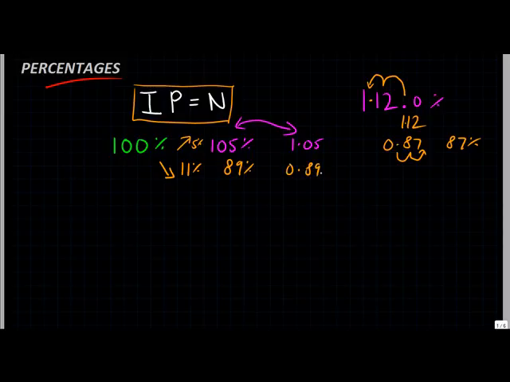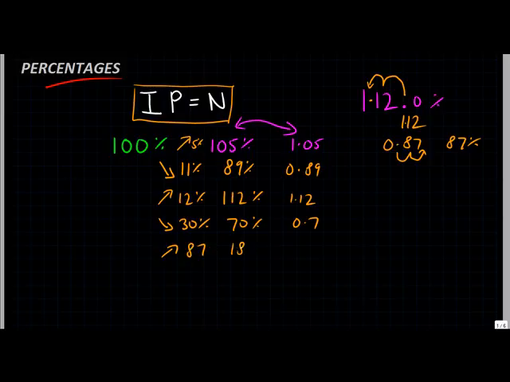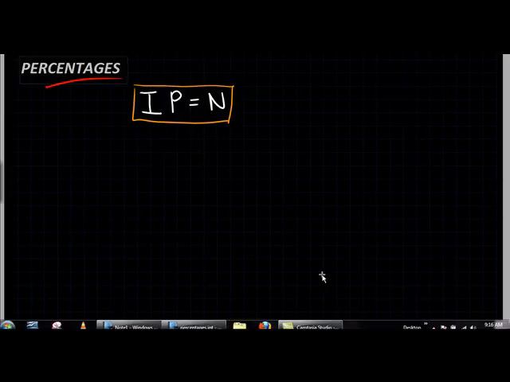Do 4 more. An increase of 12% would be 100 plus 12, or 112%, 1.12. Decrease of 30% would be 100 minus 30, 70%. As a decimal, 0.7. You get the picture. Increase of 87%, 187%, and 1.87. Okay, so far so good.